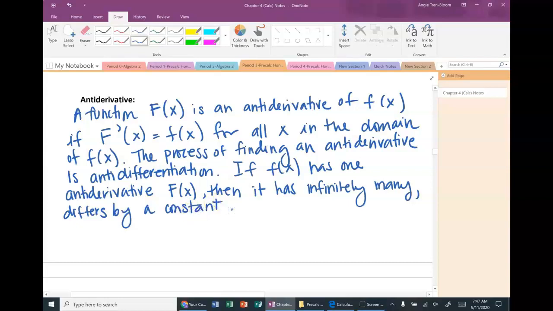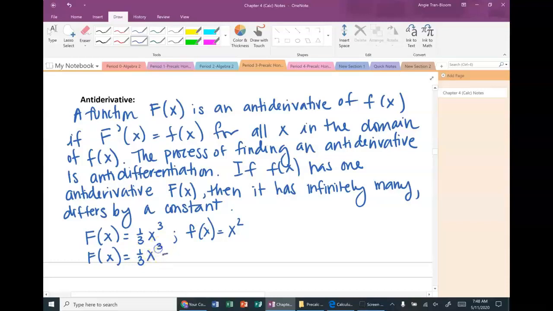Okay, so what I mean by this is, if I give you an antiderivative, big F of x, is 1/3 x to the third, and I would like for you to find the regular function of that. So the regular function of that would be x squared. Well, remember, to be fair, an antiderivative can have a different form. They can all differ by a constant, and the constant can be anything you want it to be.